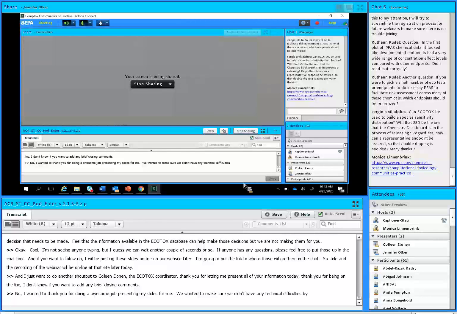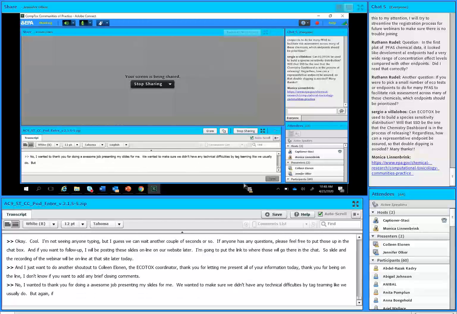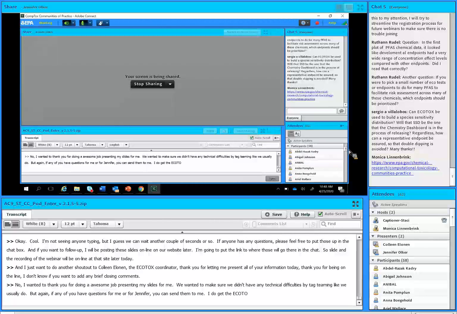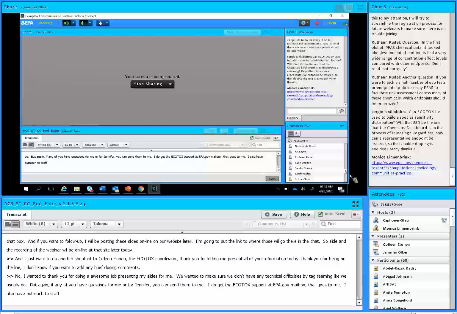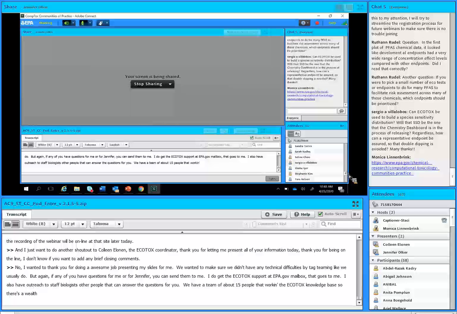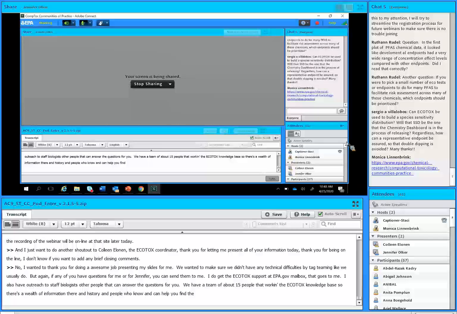But again, if any of you have questions for me or for Jennifer, you can send them to me. I do get the ecotox.support@epa.gov mailbox. That goes to me. I also have outreach staff, researchers, other biologists, people that can answer the questions for you. We have a team of about 15 people that work on the ECOTOX knowledge base, so there's a wealth of information there in history and people who know and can help you find the data if Jennifer and I cannot.